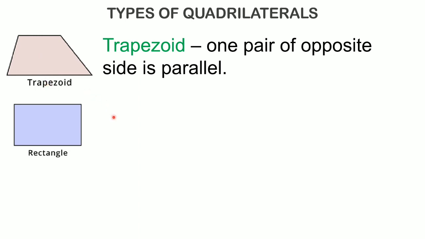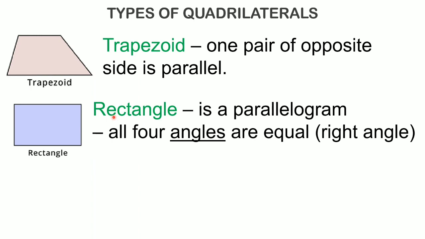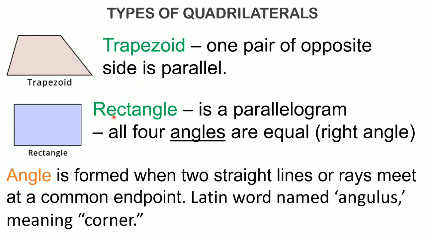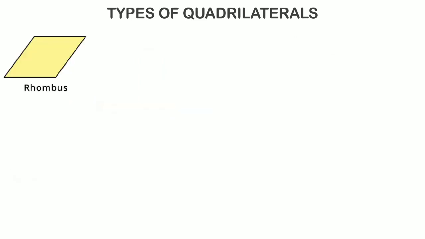Let's have rectangle. Rectangle is a parallelogram and all four angles are equal, or right angles. Ang angle niya is a right angle. Ano ba yung mga angles? So let's have a quick review here. An angle is formed when two straight lines or rays meet at a common point or common endpoint. From the Latin word angulus meaning corner. So this is the angle, the common endpoint.